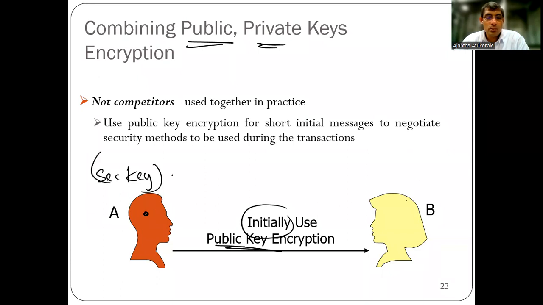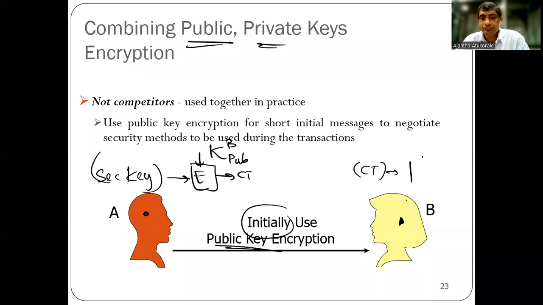What you can do is encrypt that with a key to get ciphertext. That key is this person's public key, KB pub. Then the ciphertext can be decrypted using B's private key. B can do that, so he will get the secret key. Now B has the secret key.